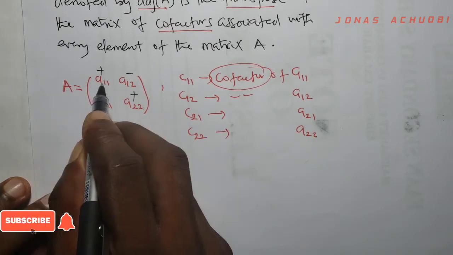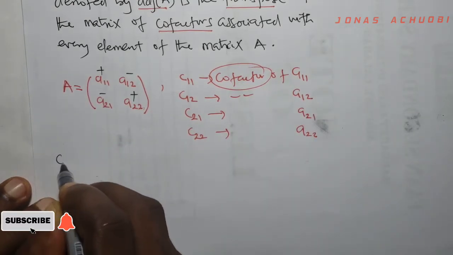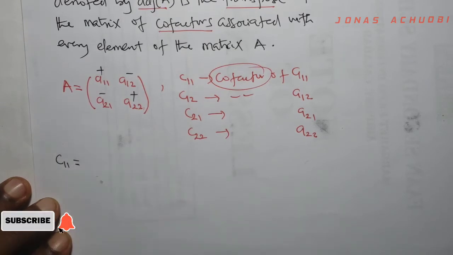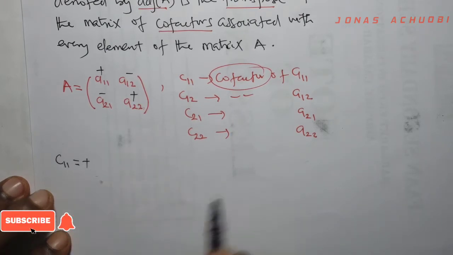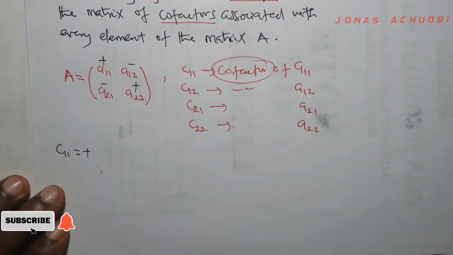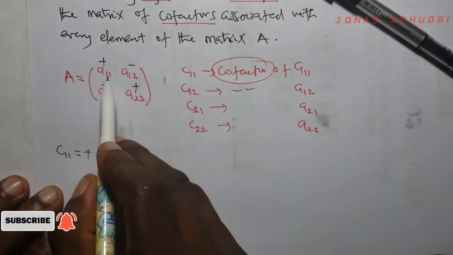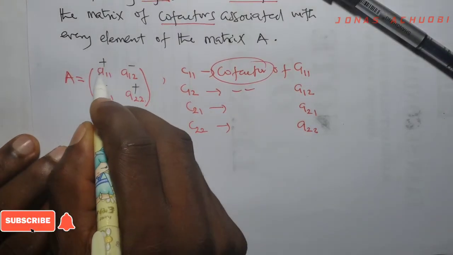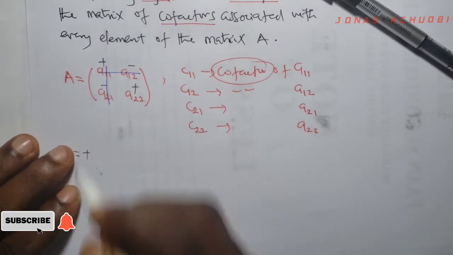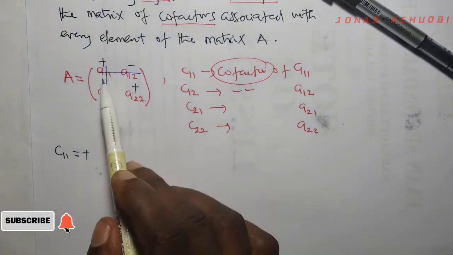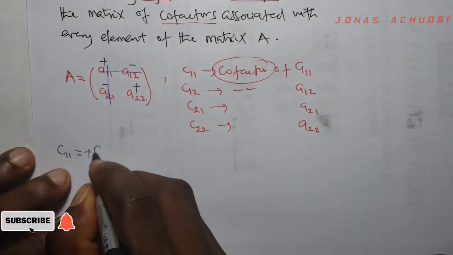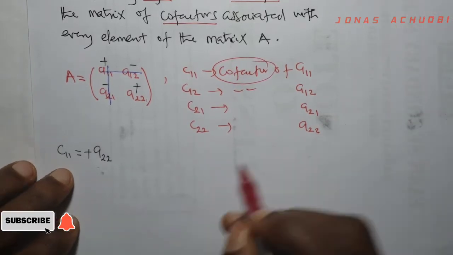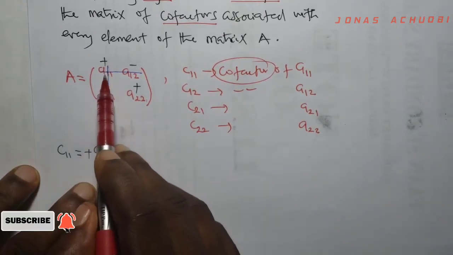So the cofactor of A11, which is C11, is equal to what? The first thing you look at is the sign. What sign is with A11? Plus. So that will be plus times the minor of A11. I explained what minor is in my previous video on determinant of matrices, but let me repeat it here. The minor of the entry A11 is what you get when you delete the row of A11 and the column of A11. When you do that, what you have left is A22. So A22 is called the minor of the entry A11.